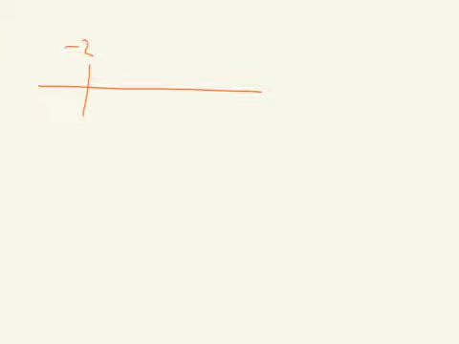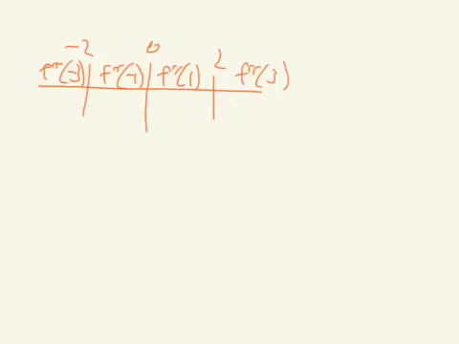-2, 0, and 2. Second derivative at, say, -3, second derivative at -1, second derivative at 1, and second derivative at 3. So plugging in the second derivative, which was 8x times x squared plus 12 all over x squared minus 4 cubed.